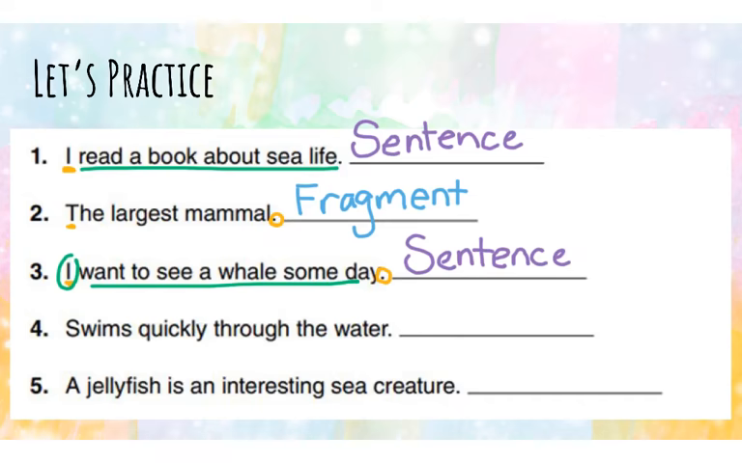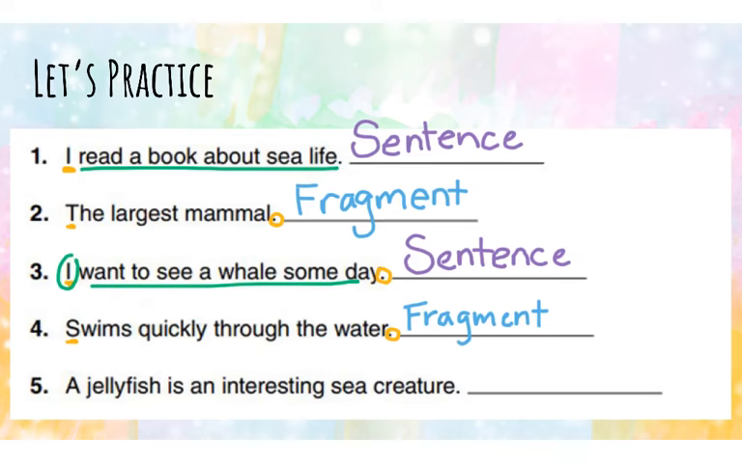Example number 4. Swims quickly through the water. The first thing we are looking at is, does this have a capital letter? And it does. What about punctuation? Yep, right there. So now we need to see if it has a subject and a predicate. It tells us what is happening, right? It says swims quickly through the water, but it doesn't tell us who. So this must be a fragment.